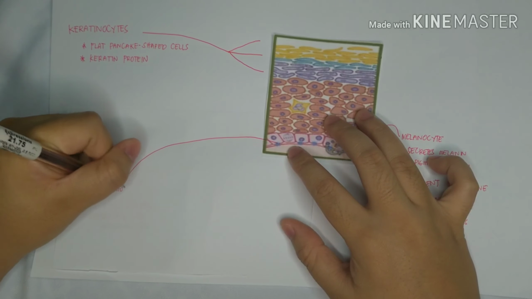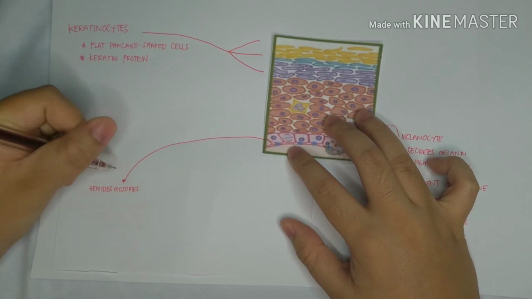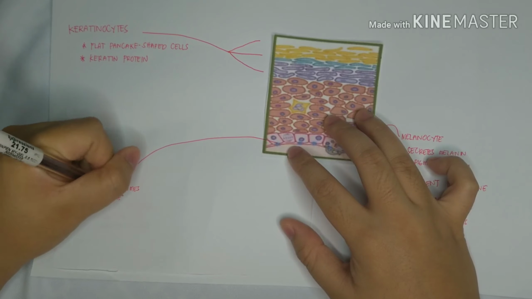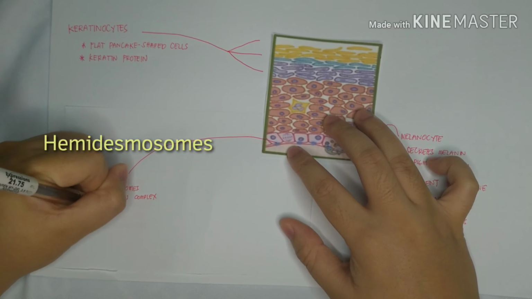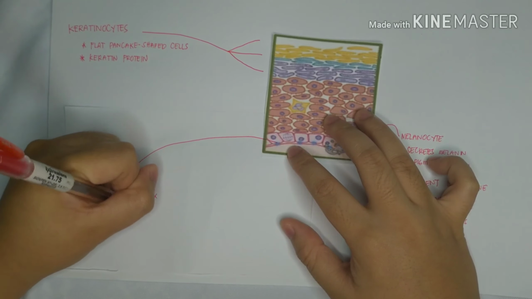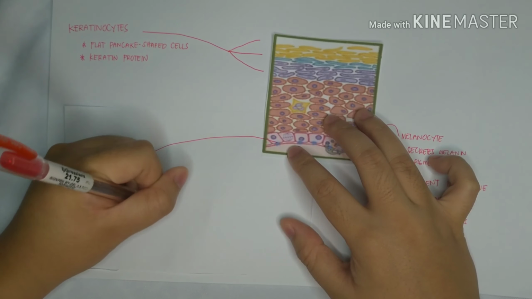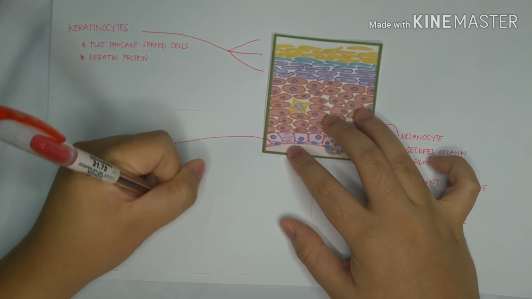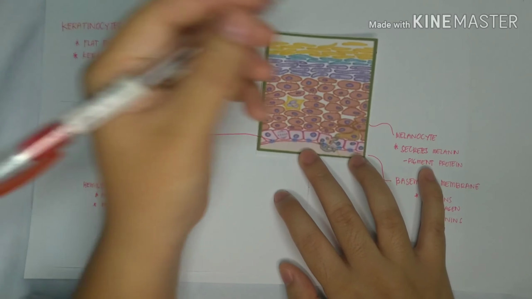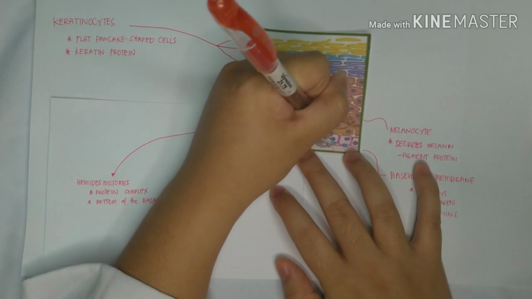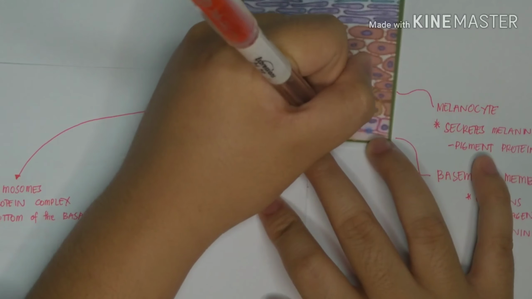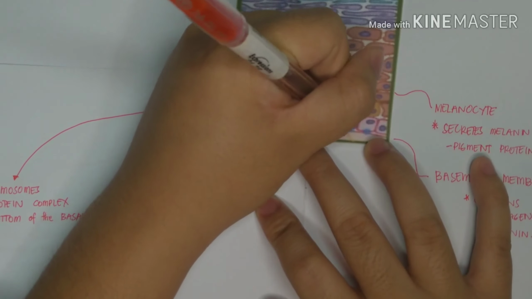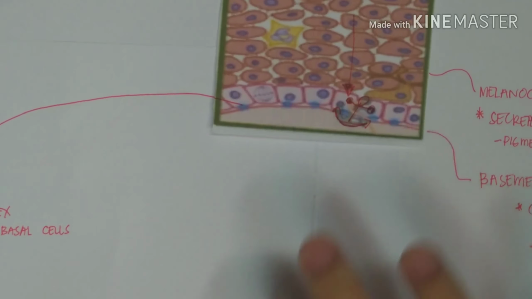Basal cells are attached to the basement membrane by hemidesmosomes. It is a protein complex that extends from the bottom of the basal cells. Just like how an anchor digs into the seafloor and holds a boat in place, hemidesmosomes dig into the basement membrane and hold basal cells in place.